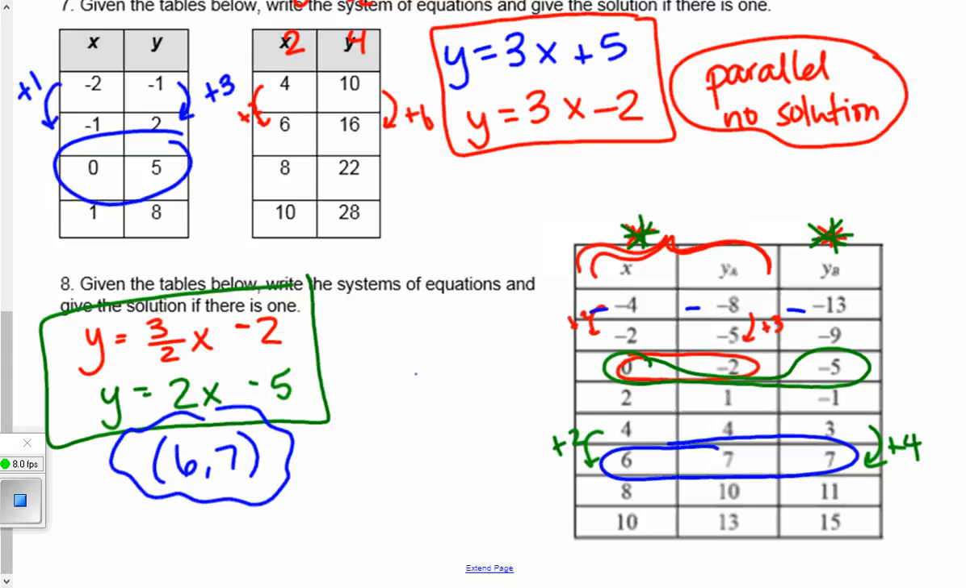Okay, so hopefully at this point you can write a system, whether I give you a graph or a table or a story, and then hopefully you can predict the solutions by looking to see, oh, these lines are parallel, oh, these lines are coinciding, etc. Okay, so let me know when I get back if you have any questions.